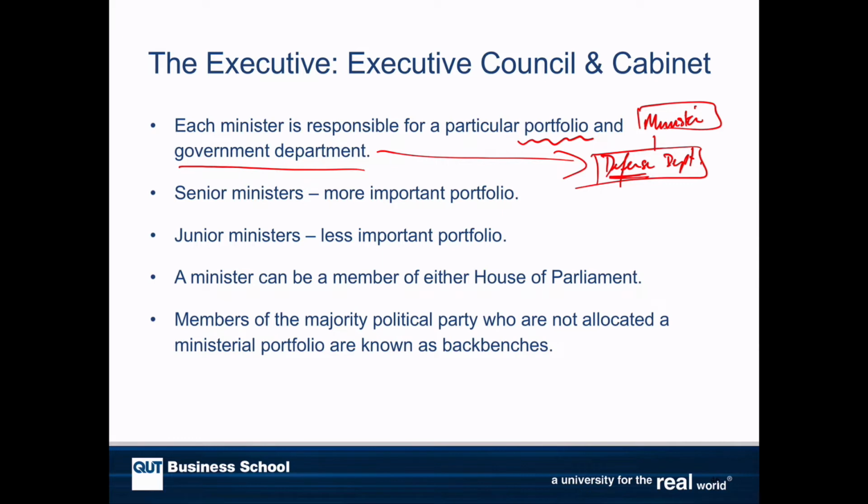Now, some of these department portfolios vary with governments. Some of them are stable. Defence is one that's going to be quite stable. Treasury, or the people who look after all the money, is quite stable. Whereas higher education can vary. They can put some things in and out, etc.